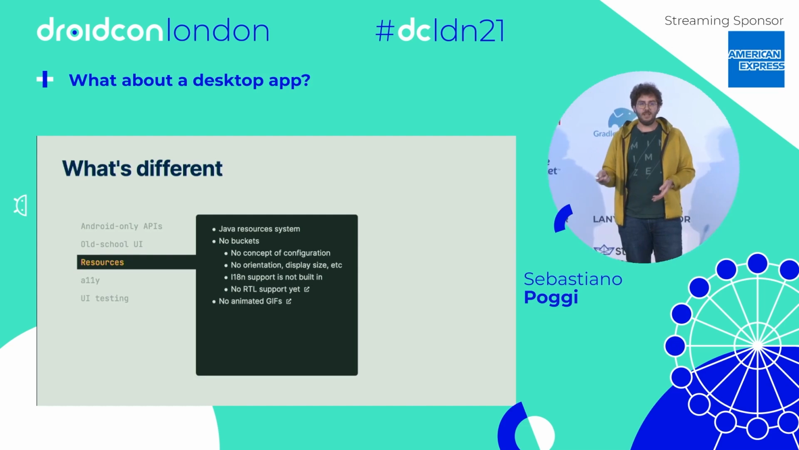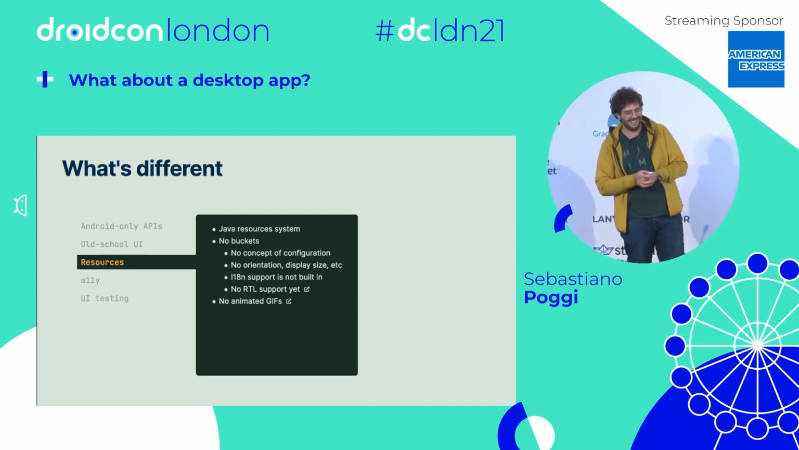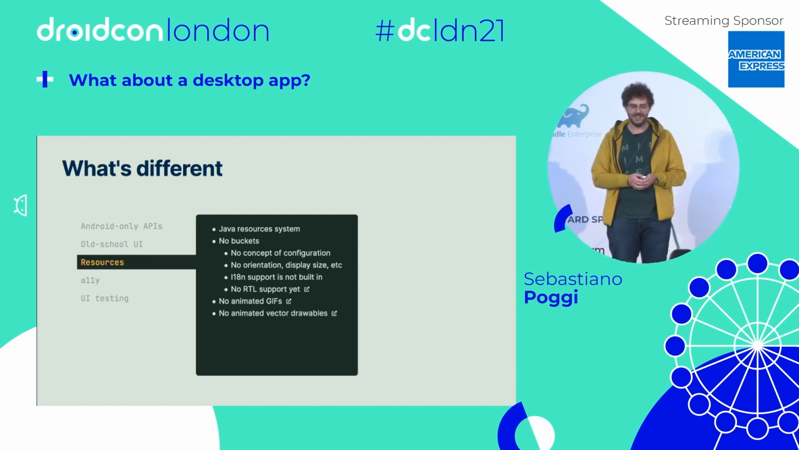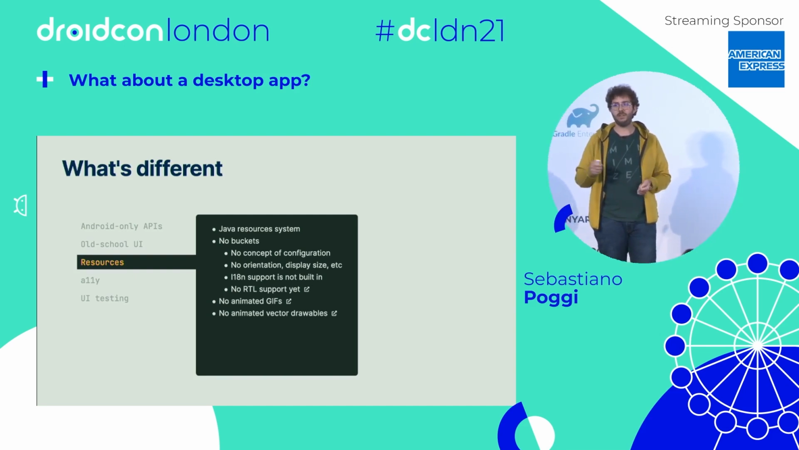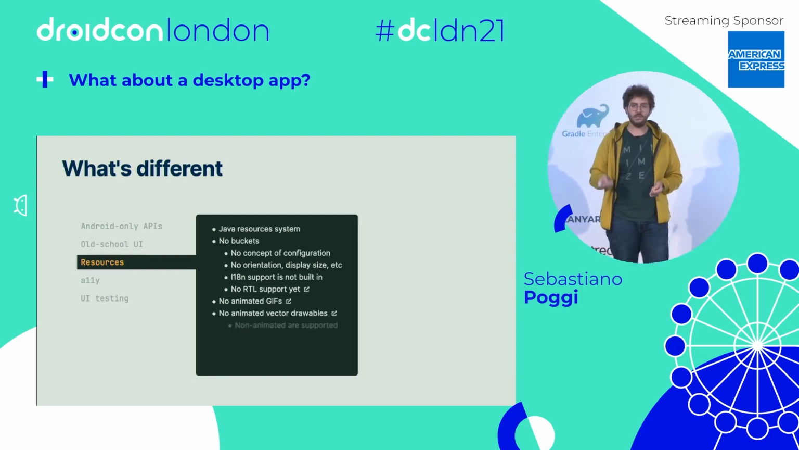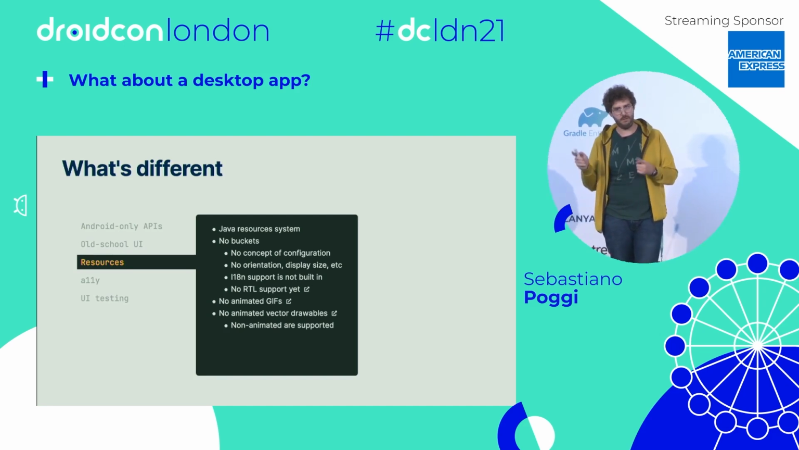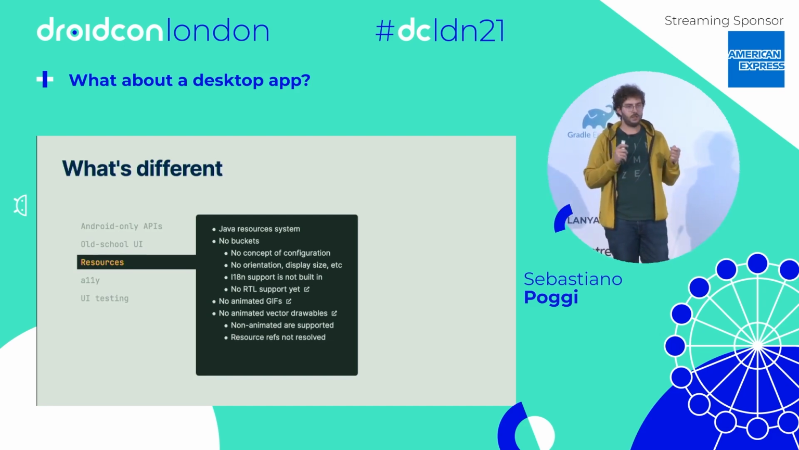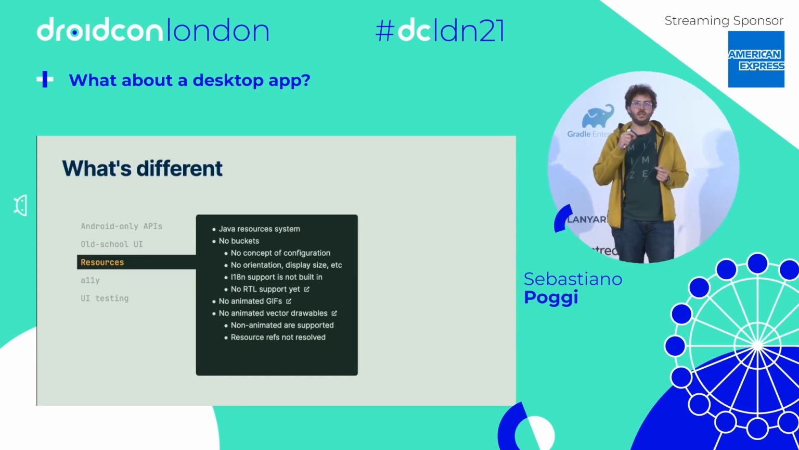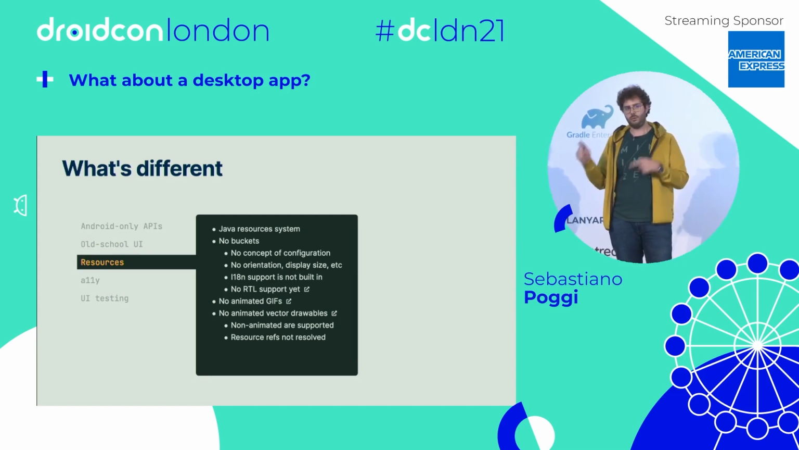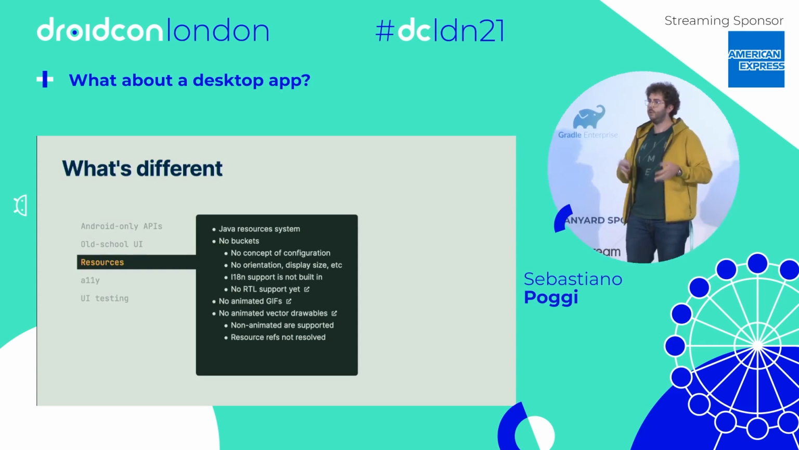If you, like me, like GIFs, sorry, there is no support for that yet. And there is no support for animated vector drawables. But there is support for non-animated vector drawables. There is one caveat to that, which is in your vector drawables, you can reference resources such as colors and things like that, paths. If you do that, they will not work on desktop for the very obvious reasons of there is no resource system to load that stuff from. So you need to hard code everything into the vector drawable, and it will work just fine.